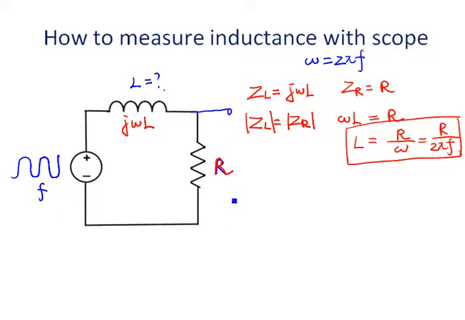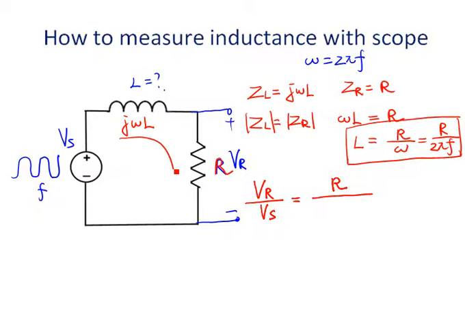So let's think about the condition of equal impedance magnitudes. What's going to happen for the voltage? The voltage across the resistor is VR. The source voltage is Vs. In the phasor domain, VR over Vs is a voltage divider circuit. So VR over Vs should be the impedance of the resistor over the total impedance of the two components in series, so ZR over ZL plus ZR. That's a typical voltage divider circuit.